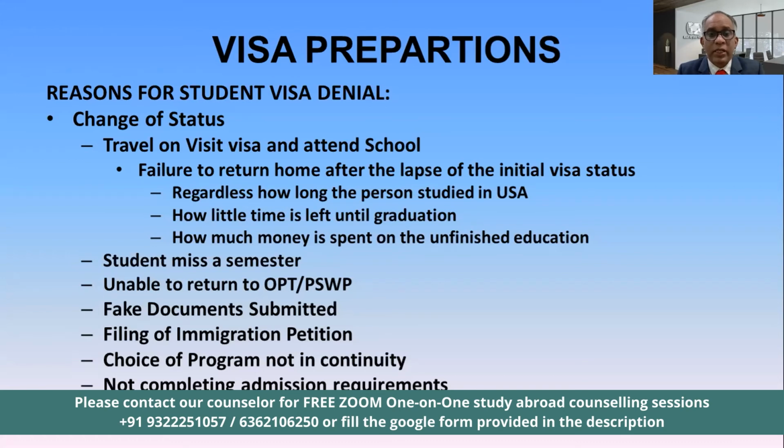Choice of program not in continuity, which I already mentioned. Basically, this is repetition. Not completing admission requirements, which is IELTS or any other things, using the shortcut method. Getting admission is not difficult, but this method sometimes affects your visa chances. So don't do it. Joining small unknown community colleges or unknown universities. See that the university you apply to is an old university, with reasonable accreditations and everything in place, so that you have good enough chances.